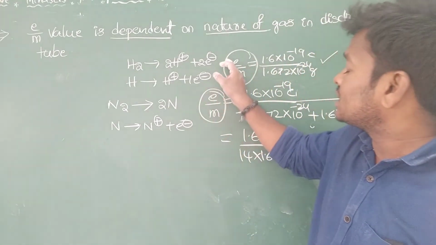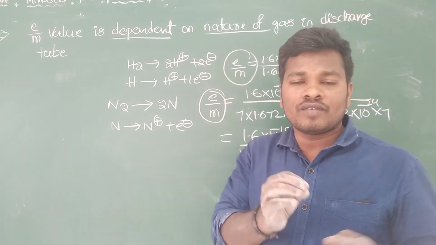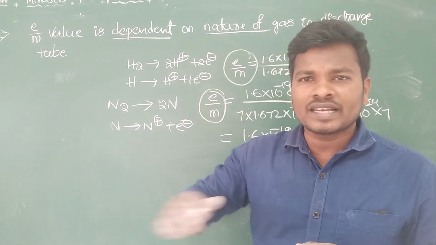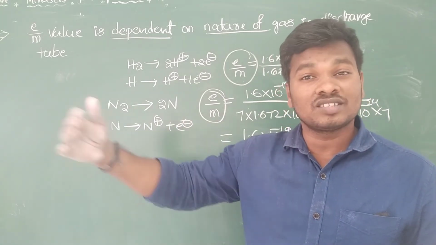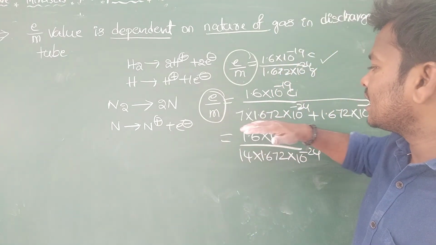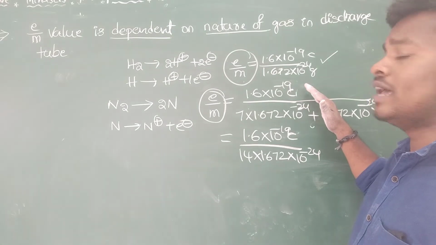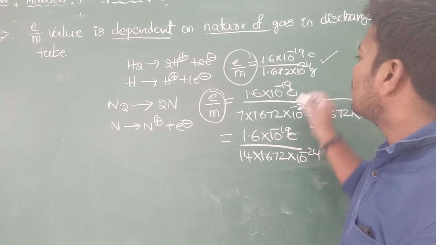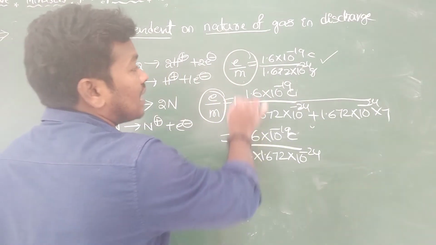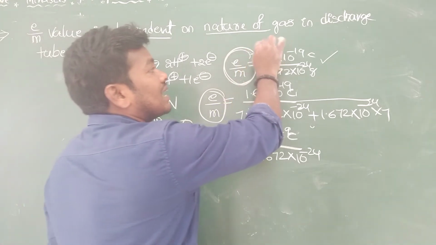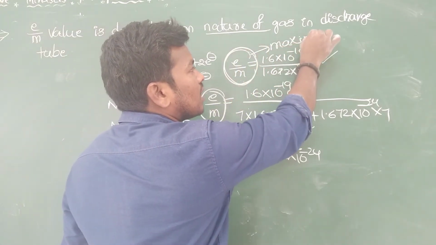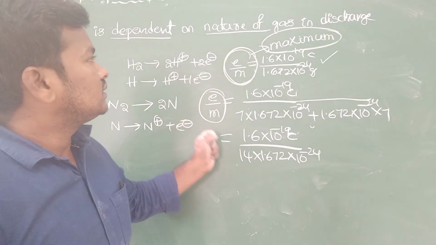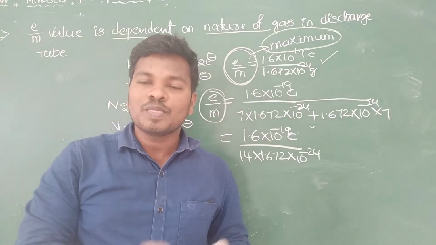Why? Because if you take the E by M value of hydrogen, its mass is small when compared to the other atoms. For example, nitrogen, oxygen, fluorine have more mass. Whenever the denominator is high, we will get a low value. Whenever the denominator is low, automatically we will get a high value. So hydrogen mass is very less when compared to nitrogen mass. Automatically the E by M value for hydrogen will be maximum. That means when mass is low, E by M will be high. So this is about the discovery of the proton.